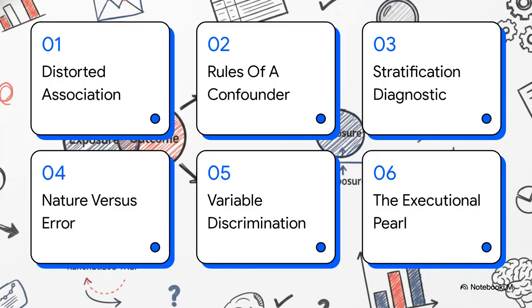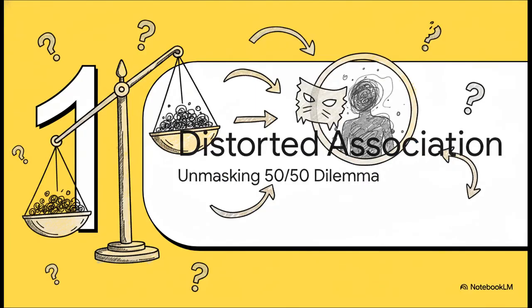Here is our game plan for today. We'll move straight through our diagnostic funnel, starting with the distorted association, outlining the rules, running the diagnostic, and finishing up with a killer executional pearl. So let's jump right into Module 1, the distorted association.